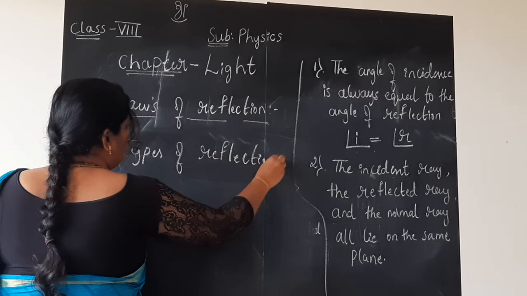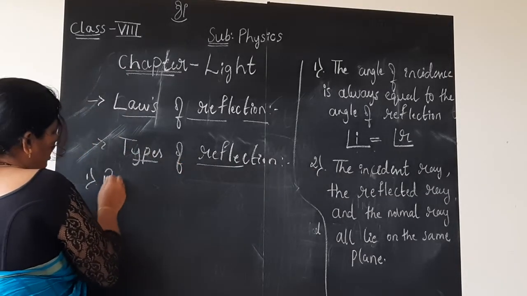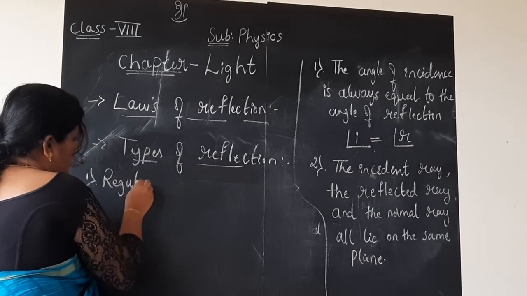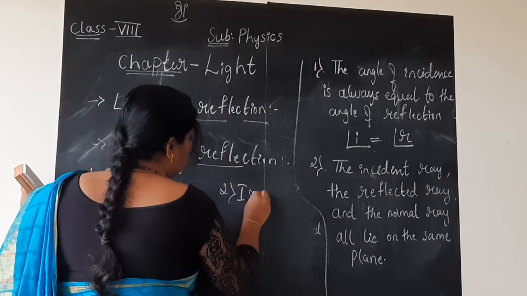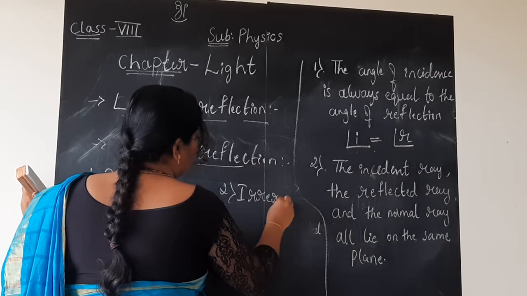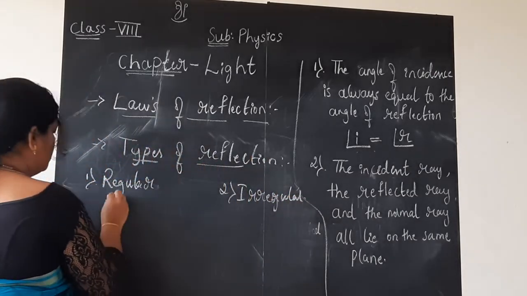Types of reflection. How many types are there? There are mainly two types. One is regular reflection, other is irregular reflection.